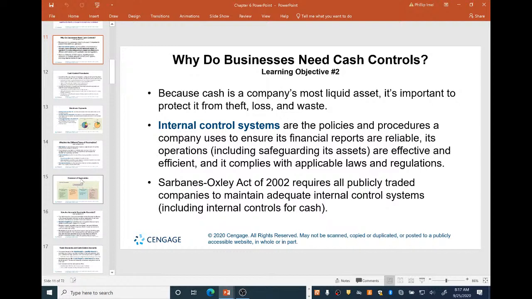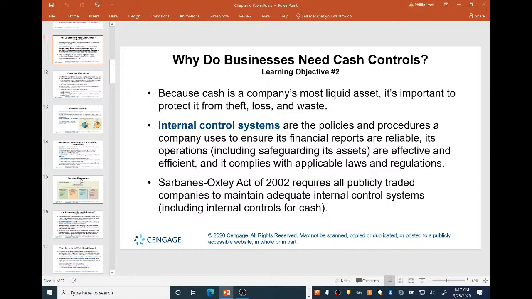These internal control systems are put in place to make sure that the financial reporting is accurate and correct, to make sure that you're abiding by regulations, laws and rules from authoritative bodies and regulatory bodies. And also, they obviously want to make sure that we're not susceptible to the theft of cash, right?